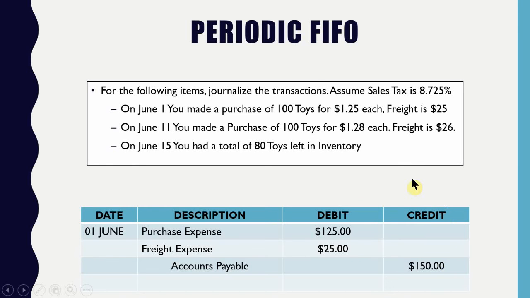So yes, okay, on June 1st, we recognize that we have a purchase expense and a freight expense. We don't include sales tax.